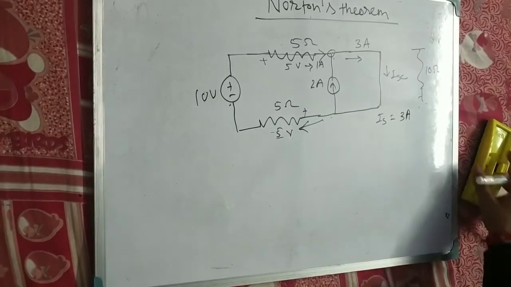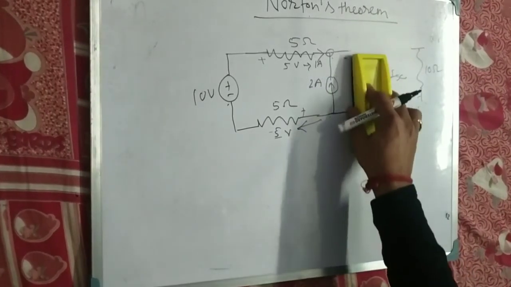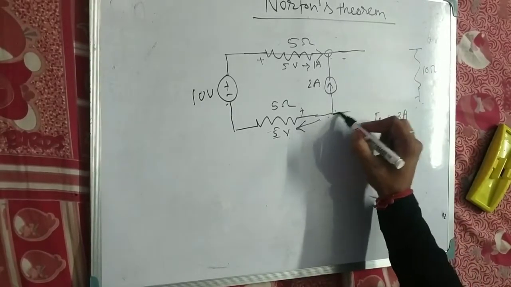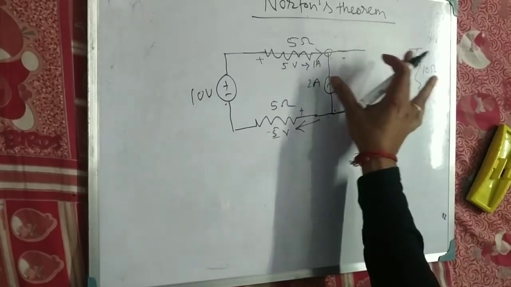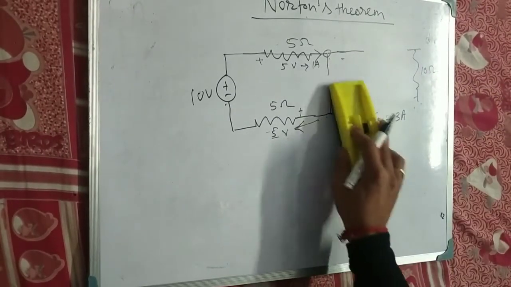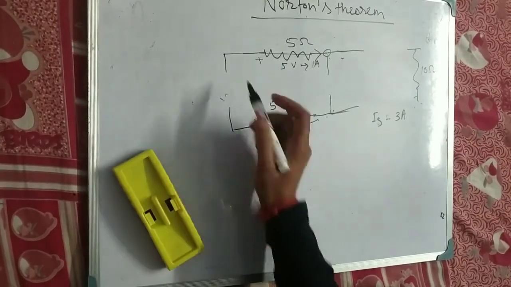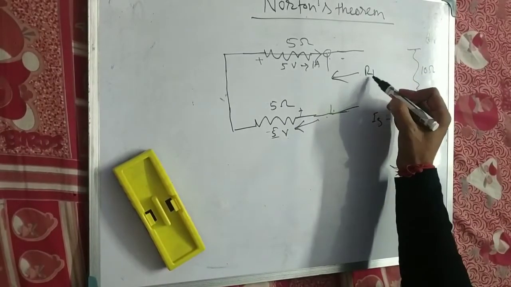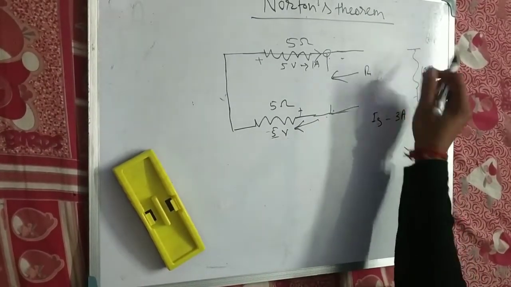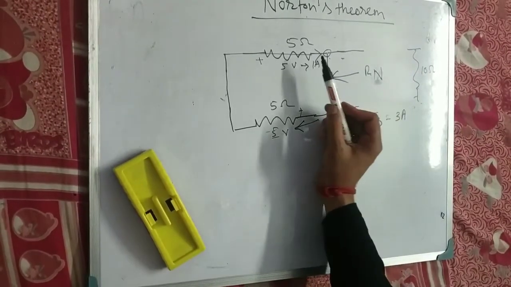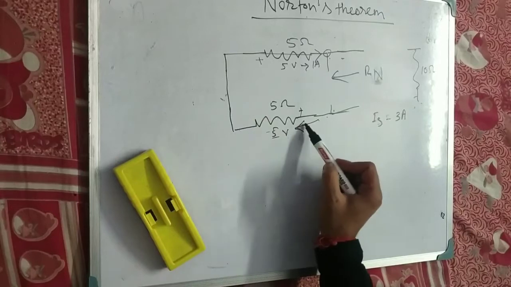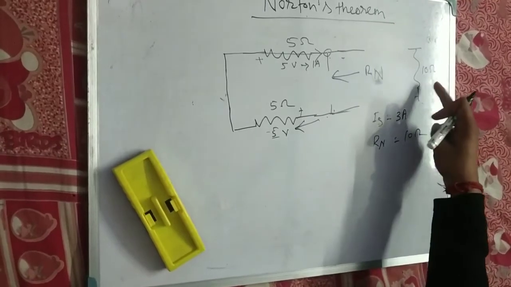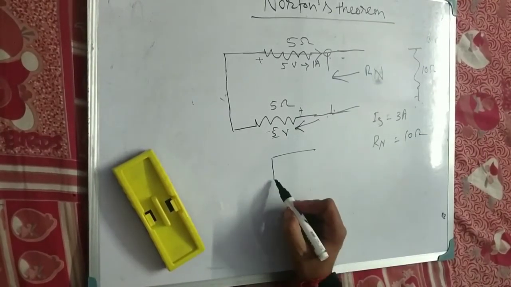Now we have to look from this short circuited terminal. We have to open circuit the current source and short circuit the voltage source, and from this terminal look into the circuit and find the Norton equivalent resistance RN. The equivalent resistance seen from here, 5 ohm and 5 ohm, are in series, so RN equals 10 ohm.